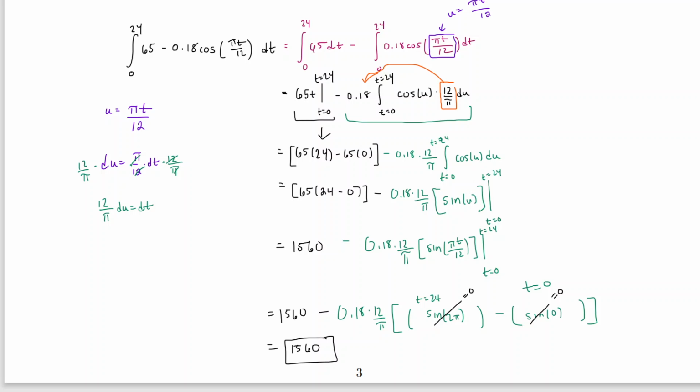But this is pretty much the way the substitution method works for definite and indefinite integrals. It takes a lot of practice, so make sure you are doing the practice, and I will see you in the next video.